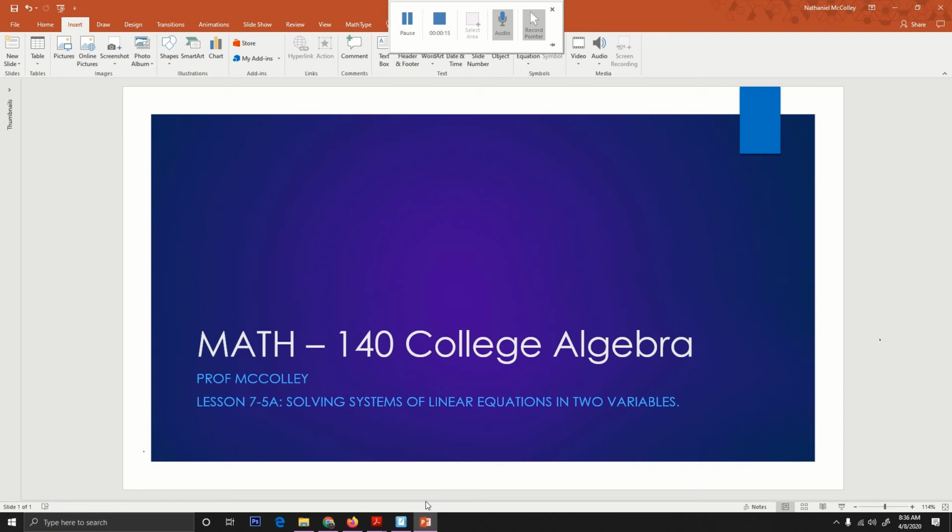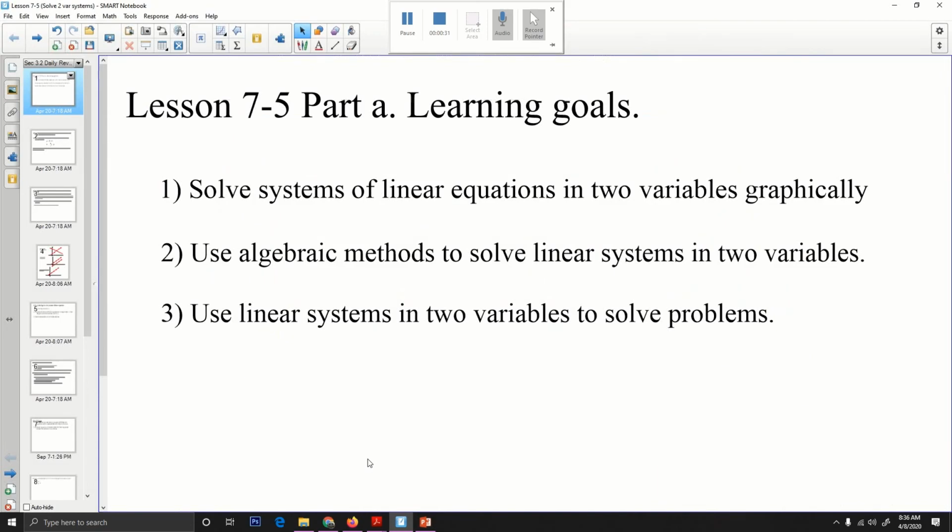I'm breaking up this 7.5 lesson into three sections because there are a number of different systems of equations that they're trying to ask us. Today, we're going to focus on linear equations in two variables. So let's get to it.